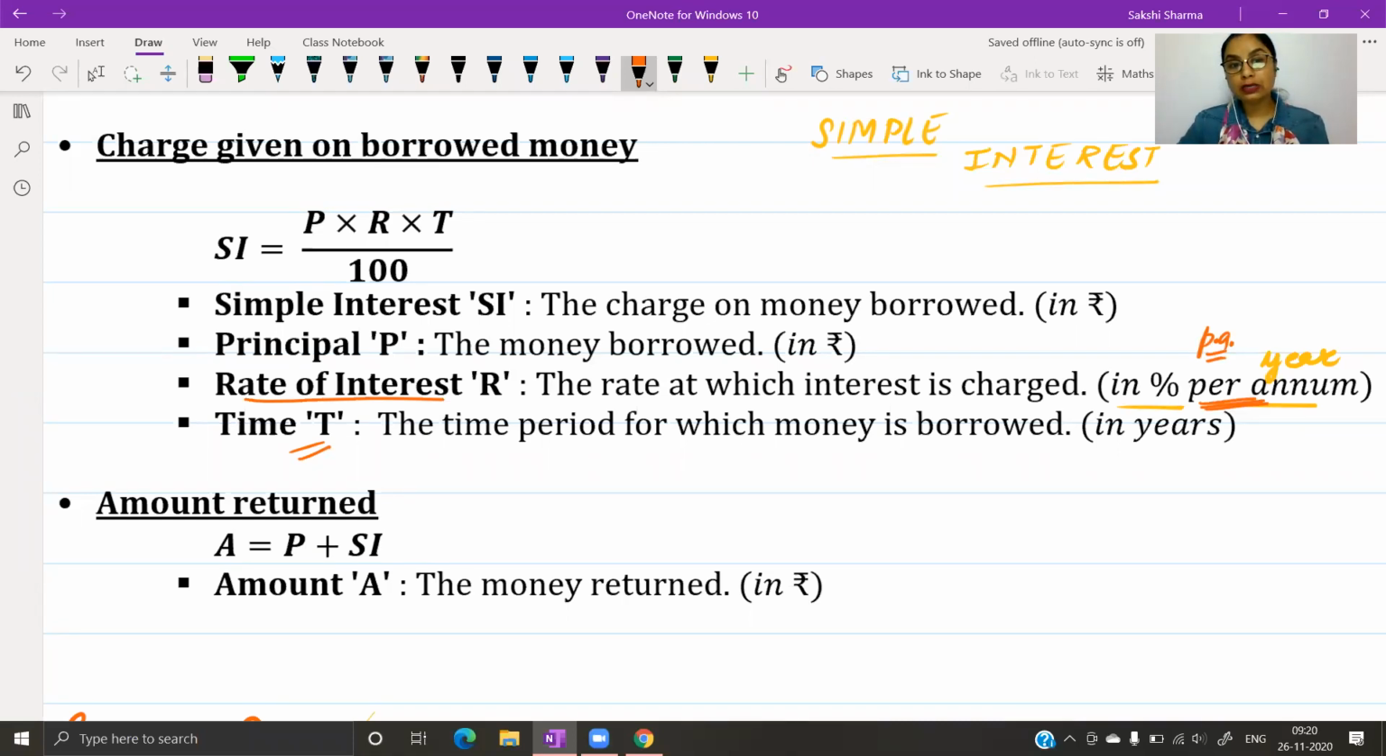Then the amount to be returned is represented by capital A. It includes both the principal and the simple interest. What we actually borrowed, and the cost that accrued on it, the total of both is returned. Take care of units. Simple interest is in rupees, principal is also in rupees, these are money. Rate of interest will be in percentage per annum and the time period will be in years. In case the time period is not in years, you will change it to years.